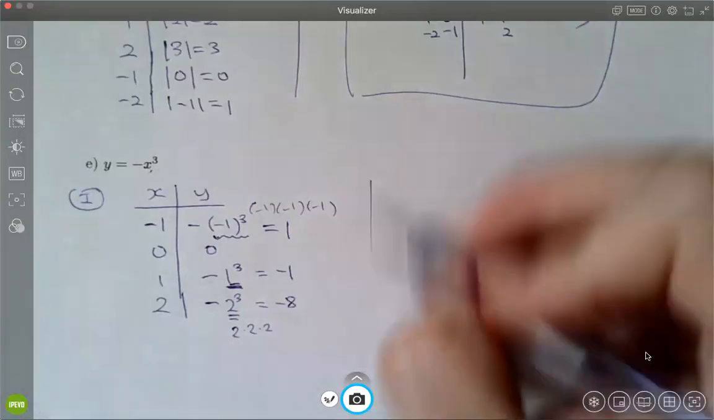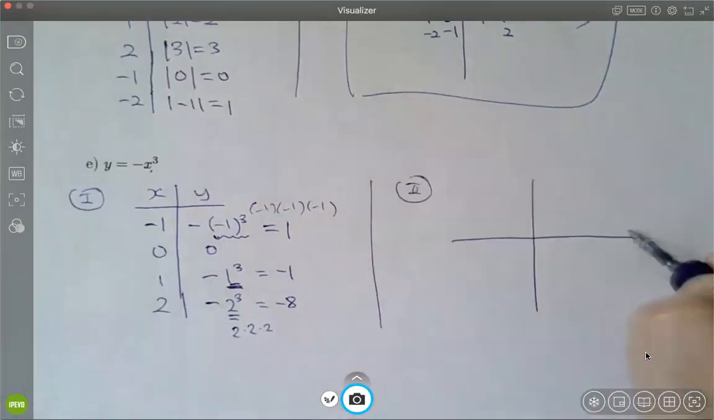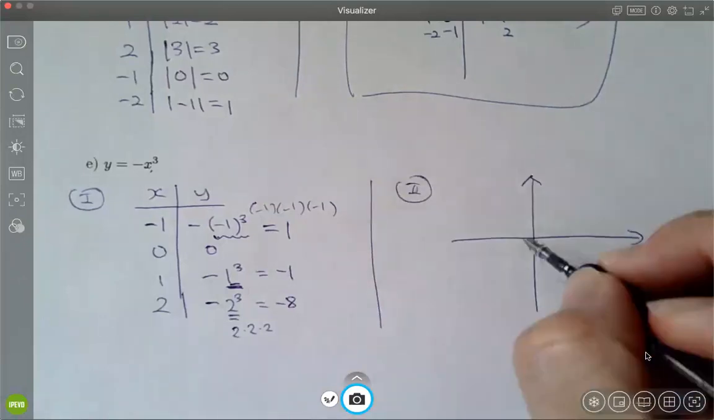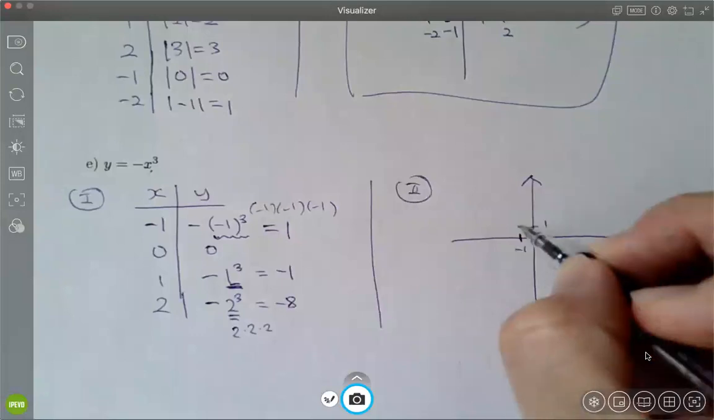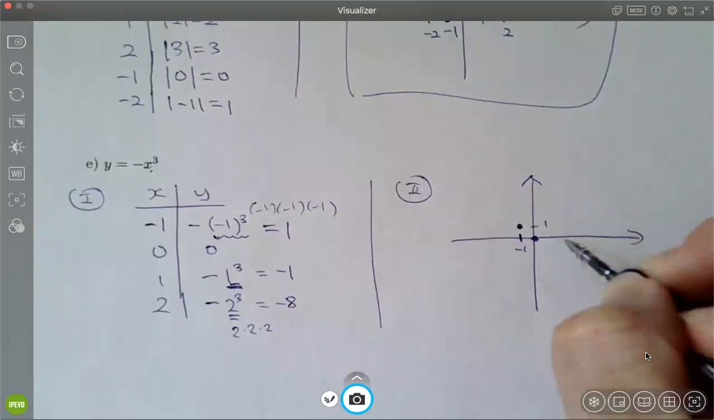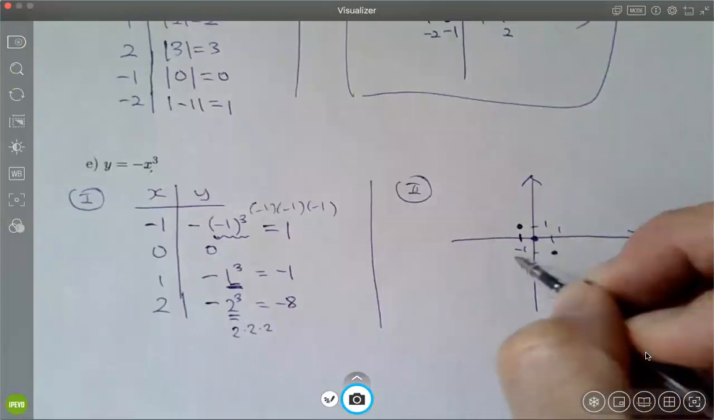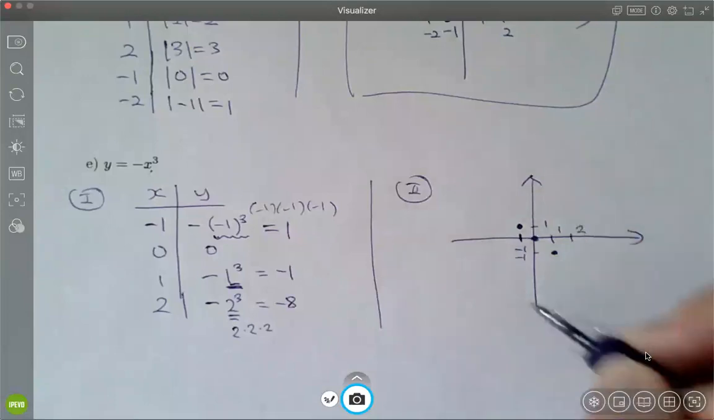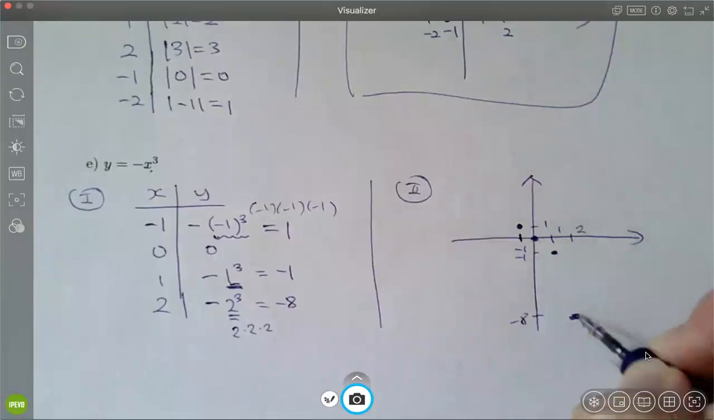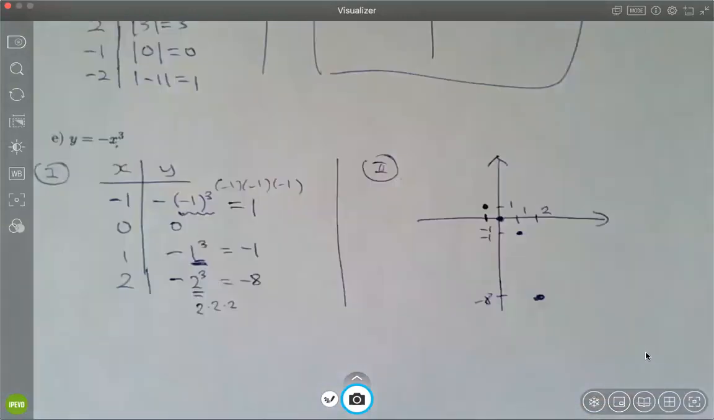Okay, so how does the graph look like? So -1, 1. So that's somewhere here. 0, 0. 1, -1. Somewhere here. And then 2, -8. Okay, so that will be way down here, right? Okay, so now, can you see the shape of the graph?